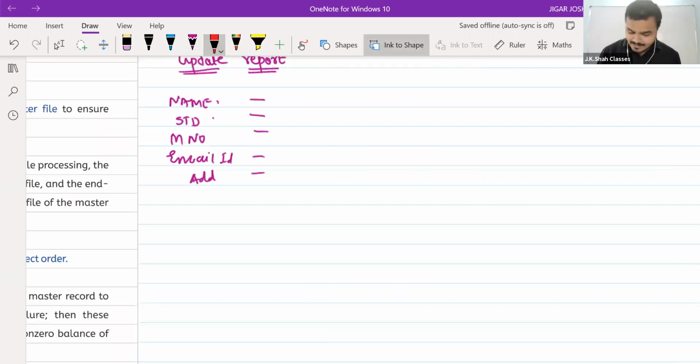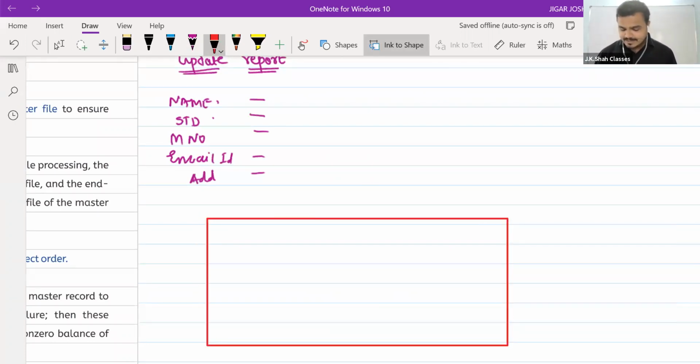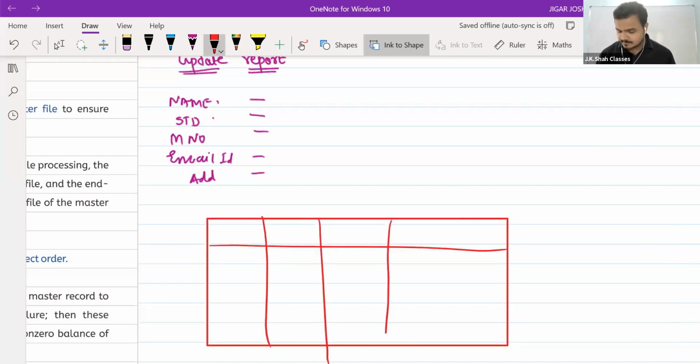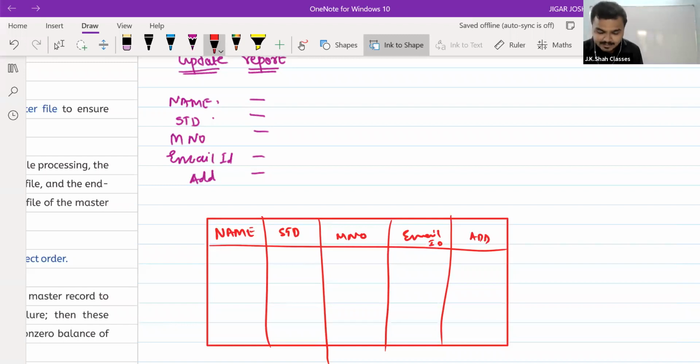At the same time, I need to create a database system, in which there is a name column, the standard in which you are studying, your mobile number, your email ID column, and an address column also. Now, whenever the student is entering some data over here, let's take an example.